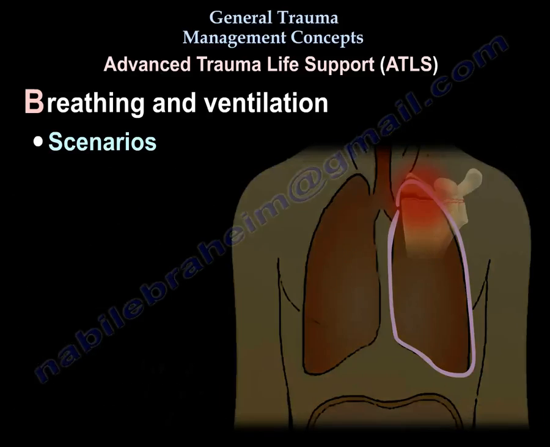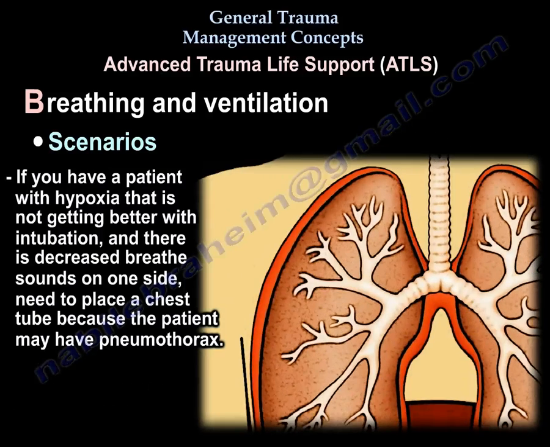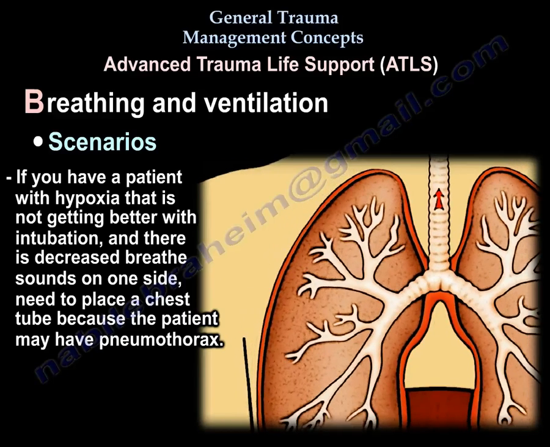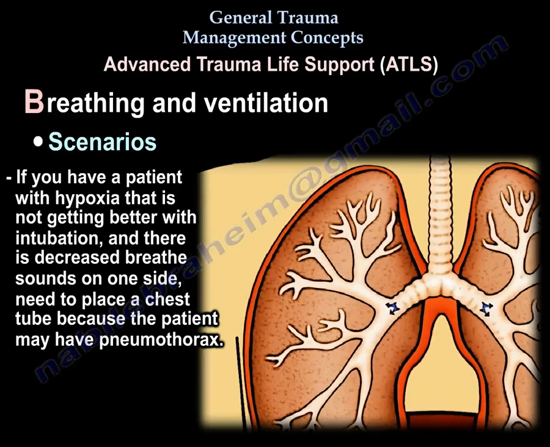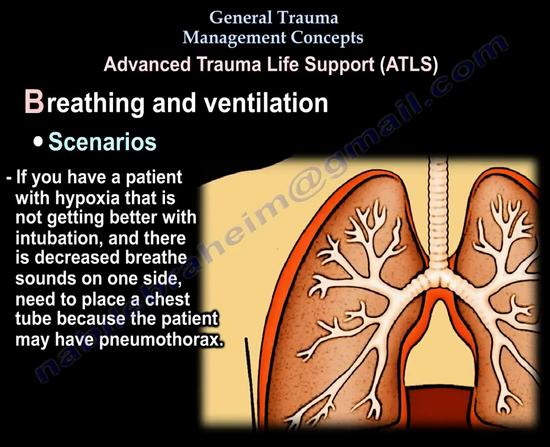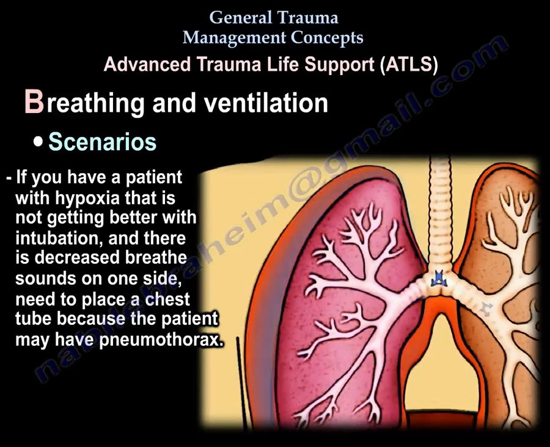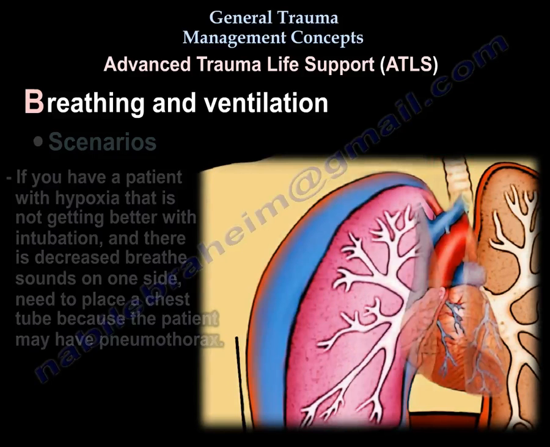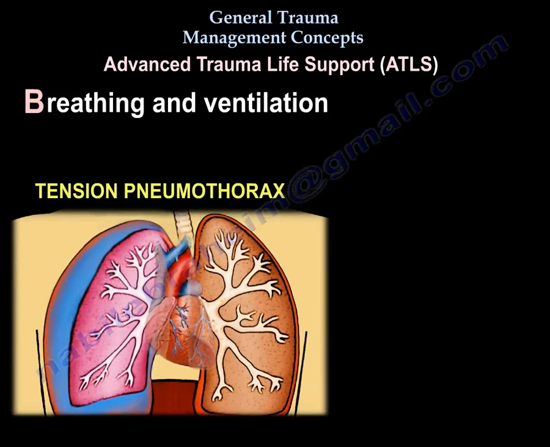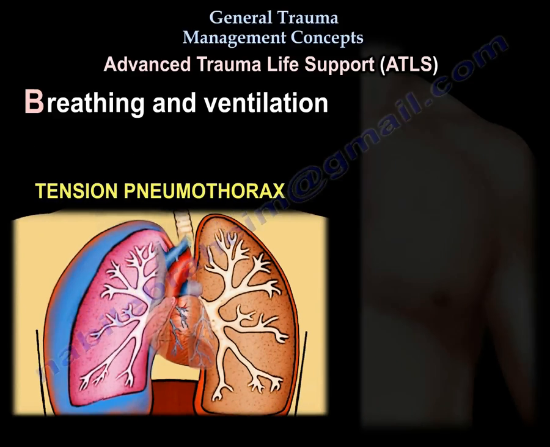So if you have a patient that's hypoxic and is not getting better with intubation, and you have decreased breath sounds on one side, you're going to put a chest tube because the patient has pneumothorax. And these are two examples of tension pneumothorax and flail chest.